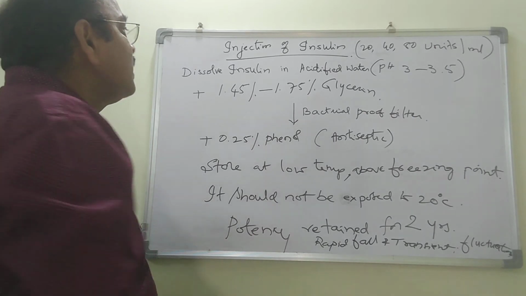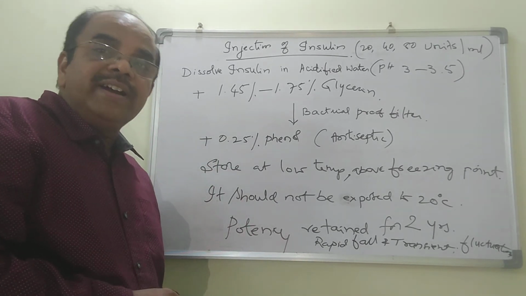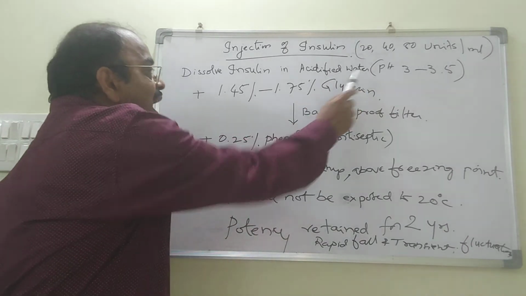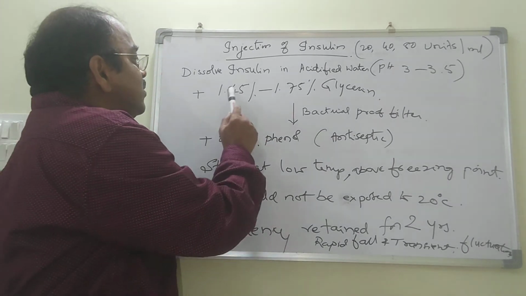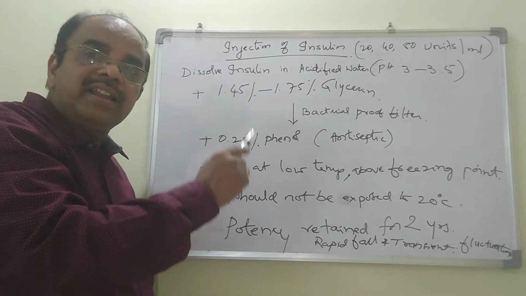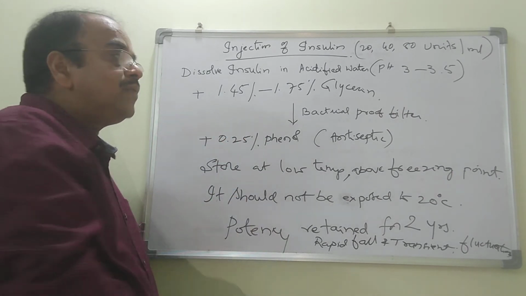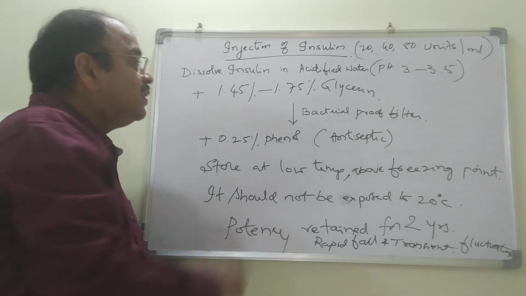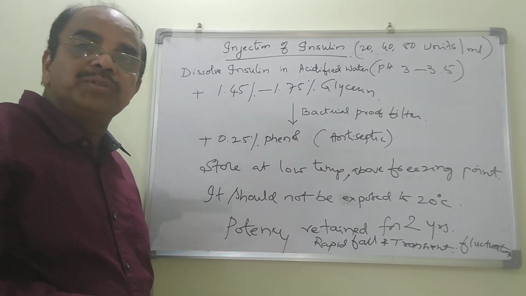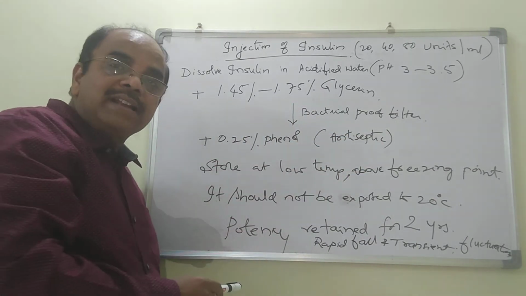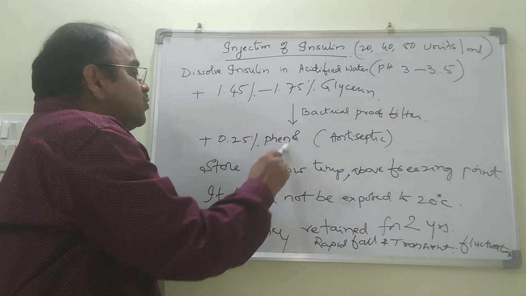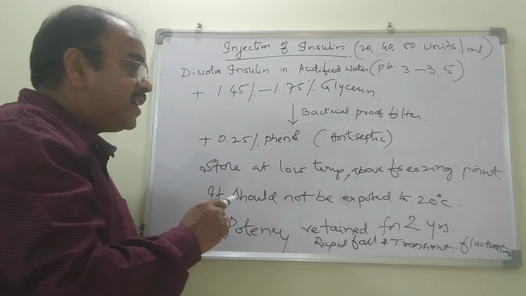Dissolve the insulin in acidified water, at a pH of 3 to 3.5, containing glycerin at a strength of 1.45 to 1.75%. Pass it through the bacterial proof filter, and add the antiseptic, that is 0.25% phenol, as the preservative.